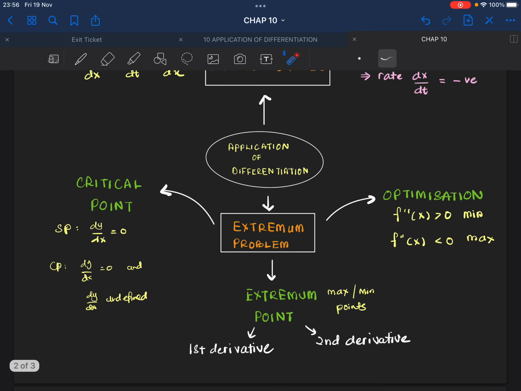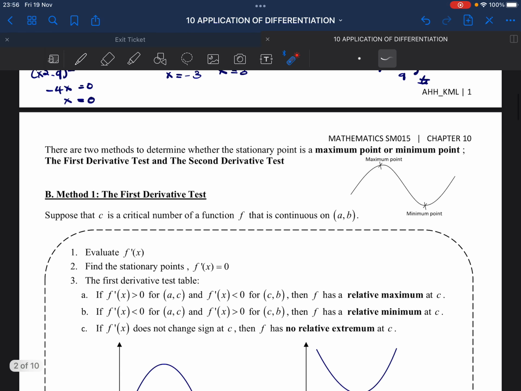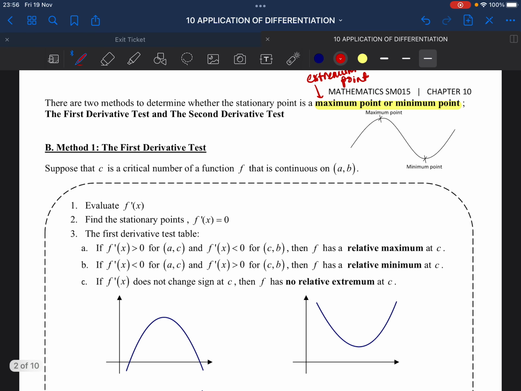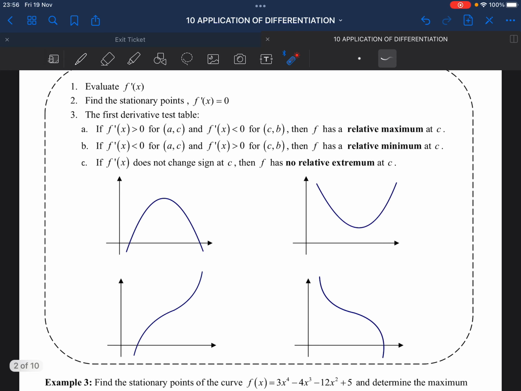Alright, so now let's see how to find extremum point by using the first derivative test. Let's take a look first. There are two methods to determine whether a stationary point is a maximum or minimum point. Or sometimes the question will say extremum point or relative extremum, just the same thing. As you can see from here, if we have a function like this, this is obviously a maximum point, this is obviously a minimum point. So let's take a look here.